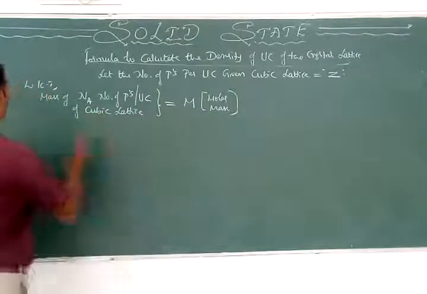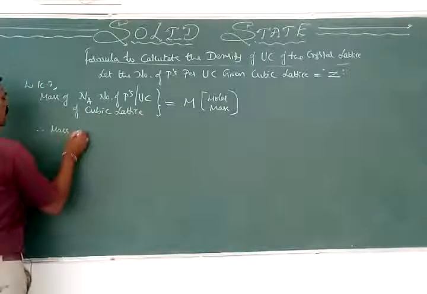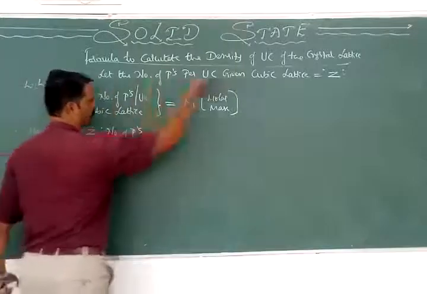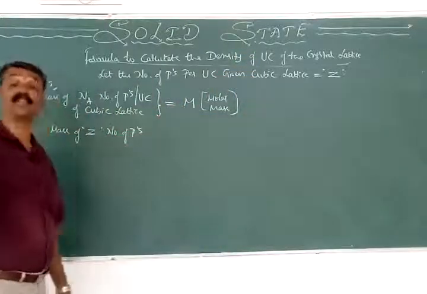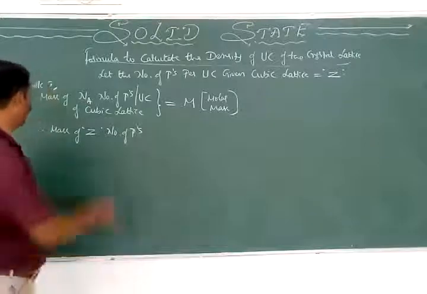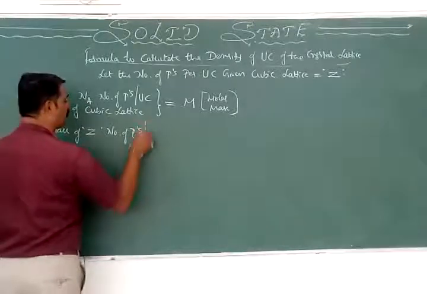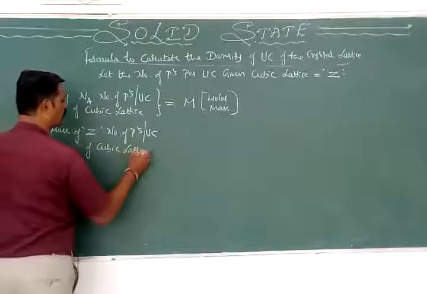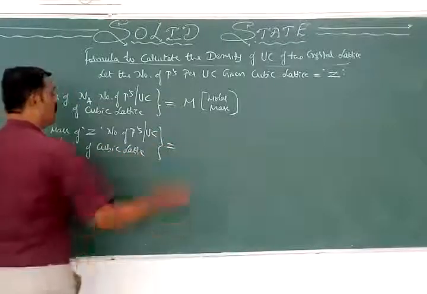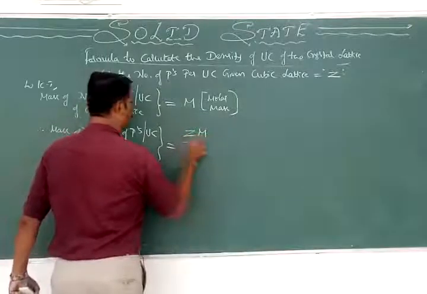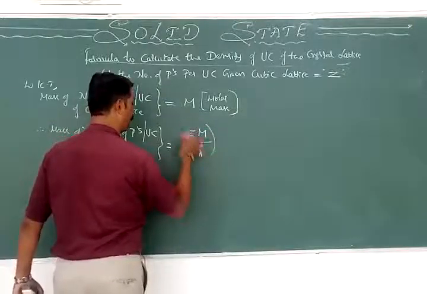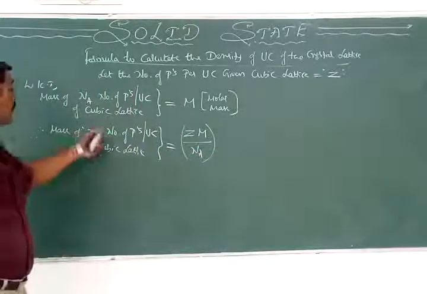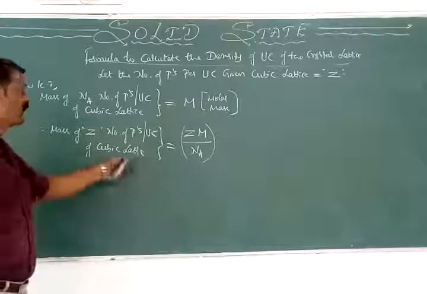Therefore, what is the mass of Z number of particles, the number of particles present per unit cell of the given cubic lattice? Therefore, mass of Z number of particles per unit cell of the given cubic lattice is equal to Z into M divided by NA. What is ZM by NA here? It is the mass of Z number of particles per unit cell of the cubic lattice.